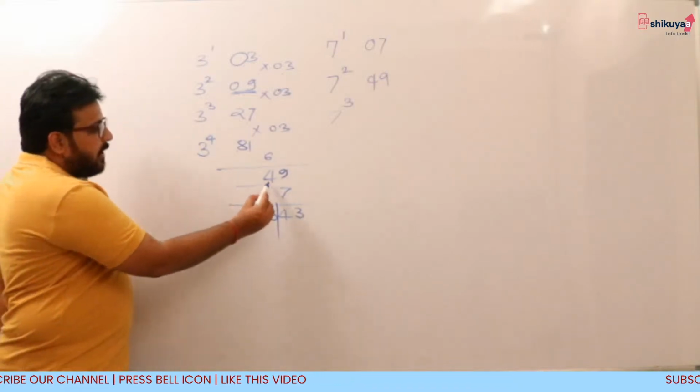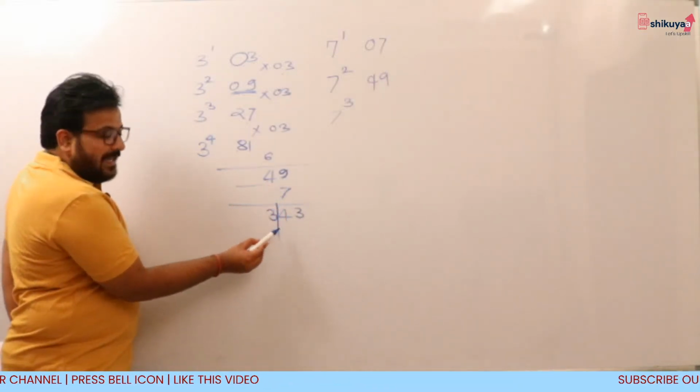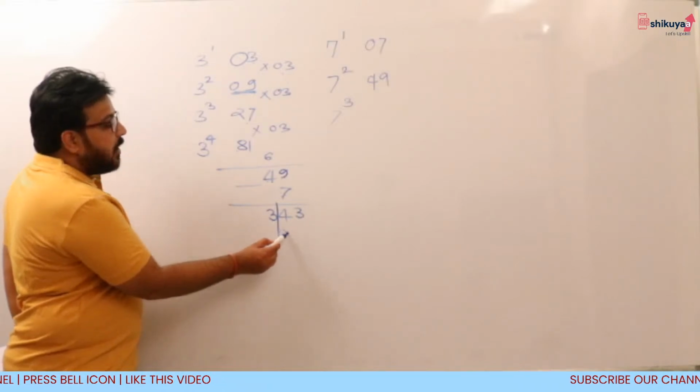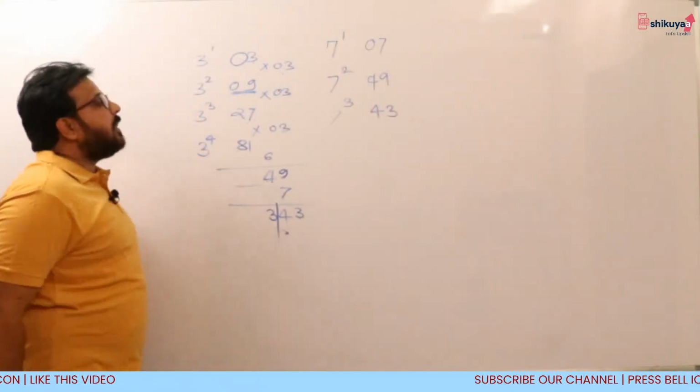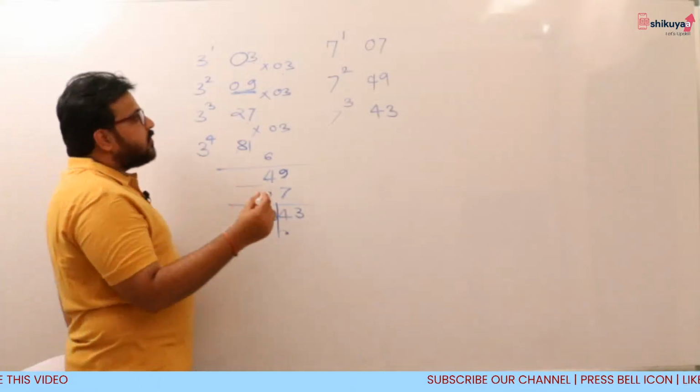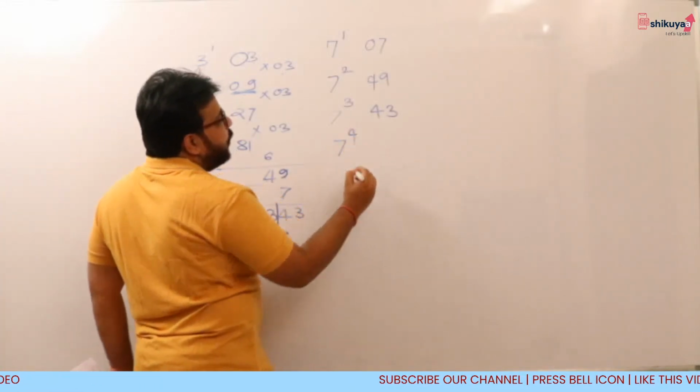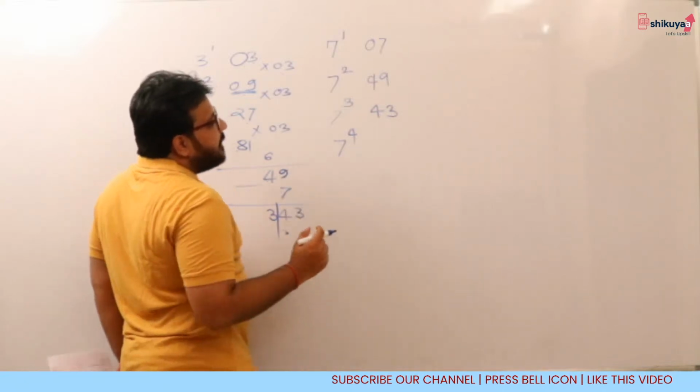So when I multiply 49 by 7, the last two digits of the answer will be 43. So 7 raised to 3 ends in 43. Now let's go for 7 raised to 4.